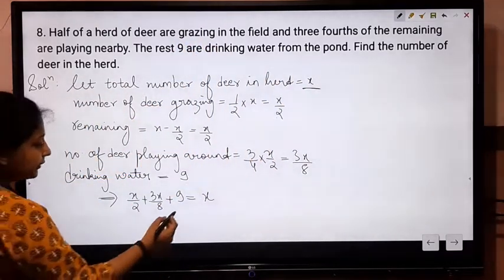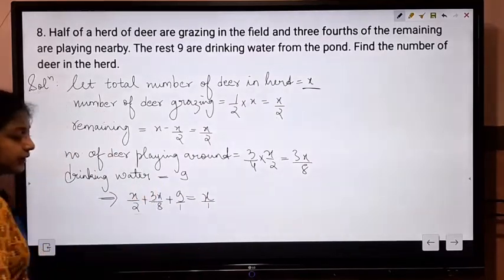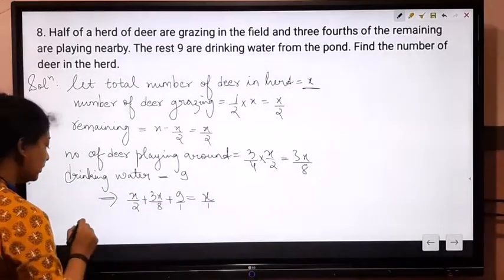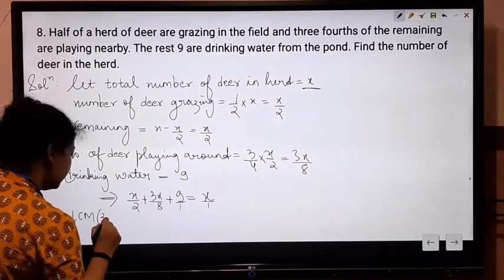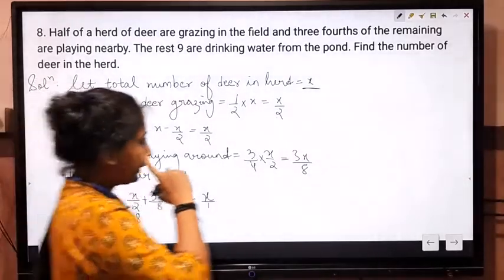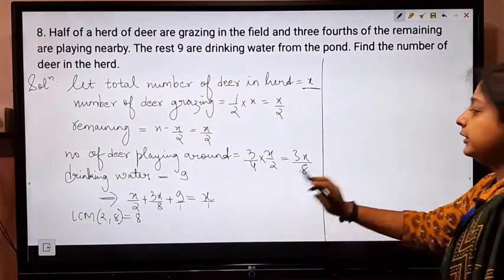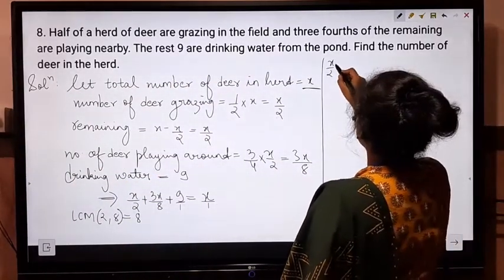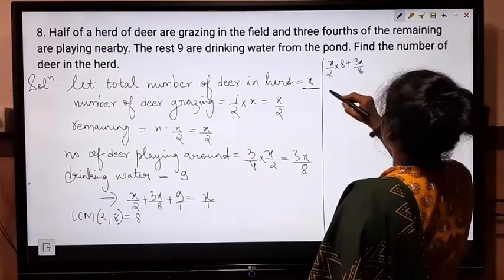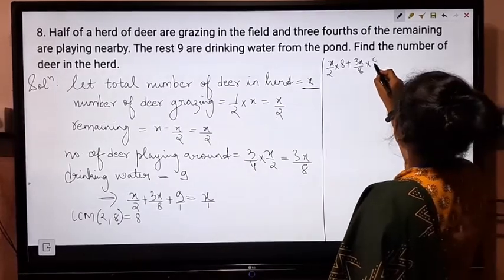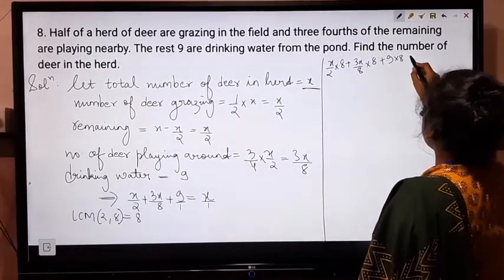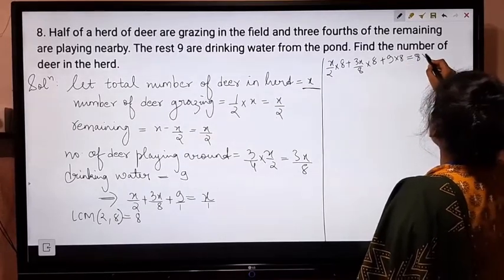Okay, now see, here there is no denominator, so we can put 1. Here the denominators are different, 2, 8, 1 and 1. So we can take the LCM. LCM of 2 and 8 will come out to be 8. So we can now multiply each term with 8. So x by 2 into 8 plus 3x by 8 into 8 plus 9 into 8 and 8 into x.